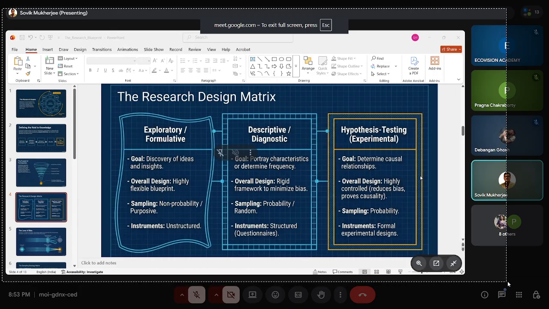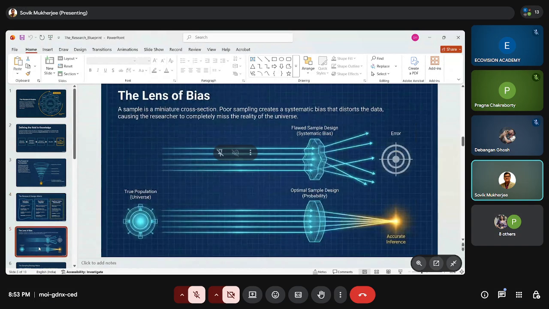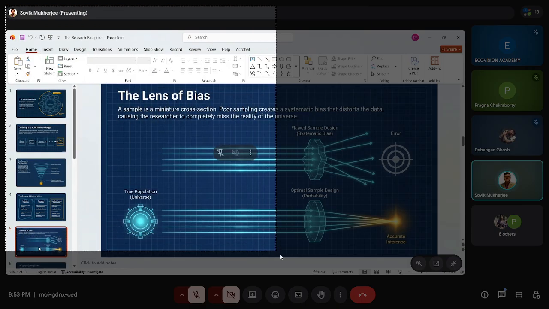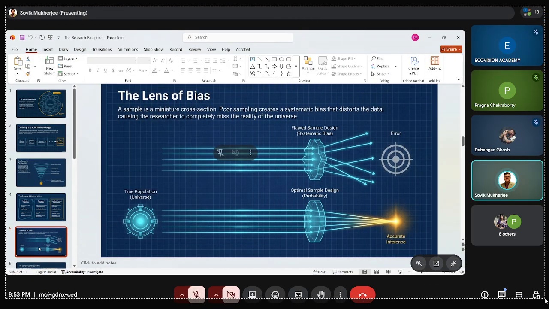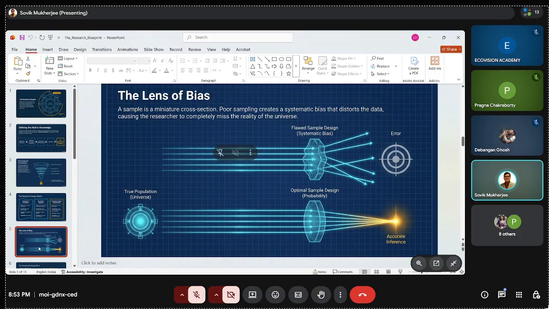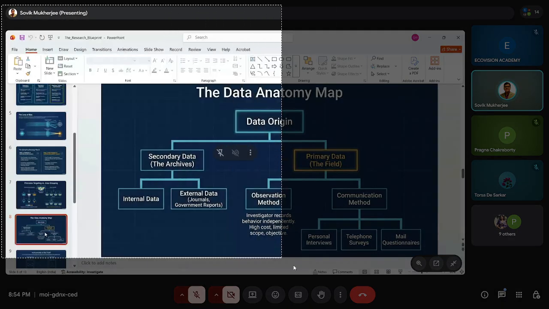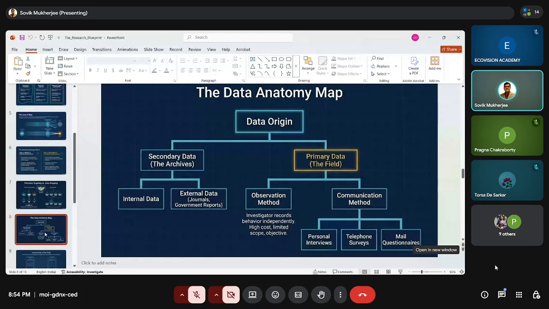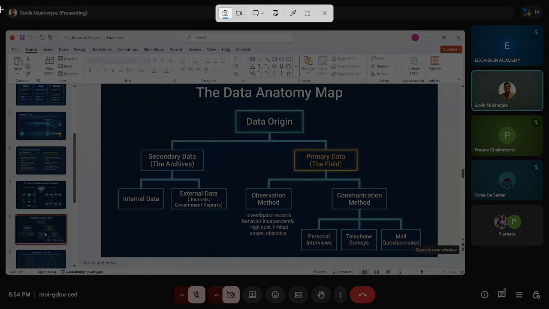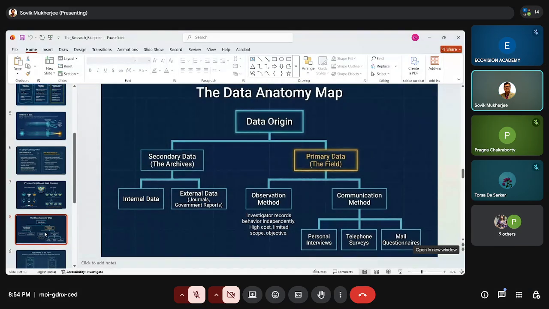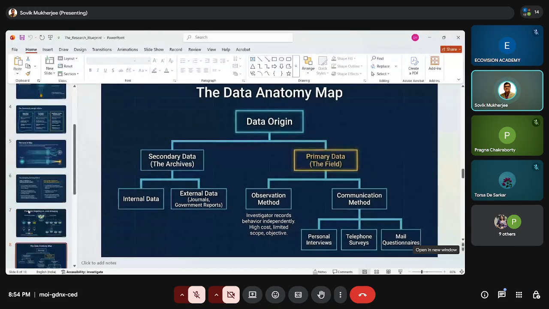So now moving on to the next part. When we choose a sample, how many of you are aware of sampling design? Samples, the way we collect samples. So there are two ways of data collection: primary and secondary. Primary means directly from the field, either through observation or through communication or asking them to fill a form. Secondary is either data you have with you, earlier collected, or external data through journals, reports, websites, etc.